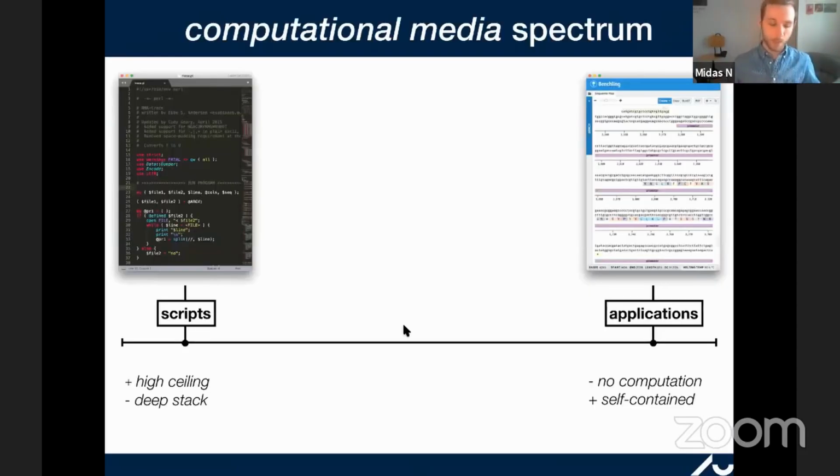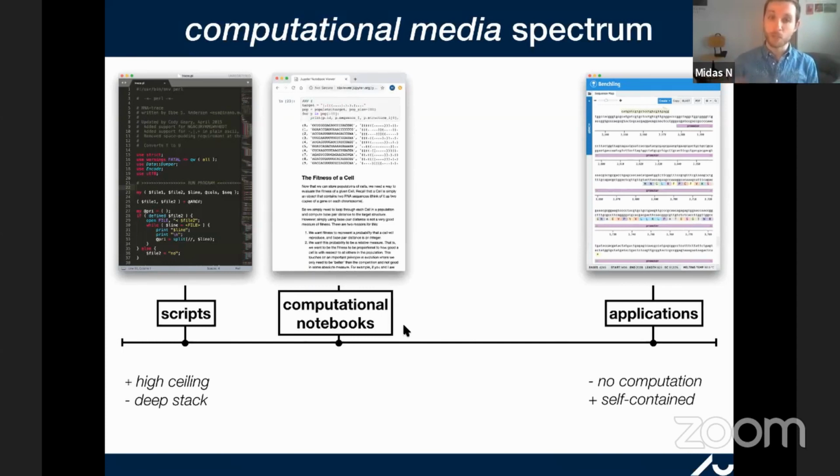And so this is kind of the spectrum that we're talking about also in the title between scripts and applications, where you have scripts which have a really high ceiling of what's possible, but require a deep understanding of the entire stack of a computer, right? You have to know how to navigate your file system through the terminal. You might have to be able to debug what's happening in your console, versus applications, which don't allow for any type of authoring computation, but are self-contained and are much more approachable.